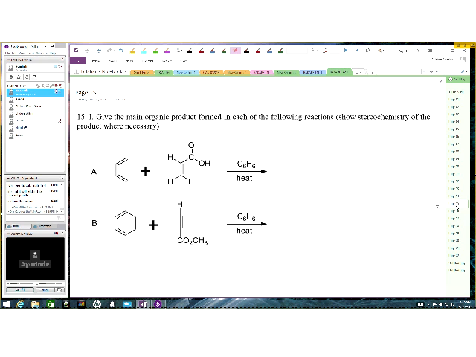Well, let me go ahead and read question 15 for everybody. Question 15 says, give the main organic product formed in each of the following reactions. Show stereochemistry of the product where necessary. Okay, very good. Now, what we have here, does anybody know what type of reactions these are?